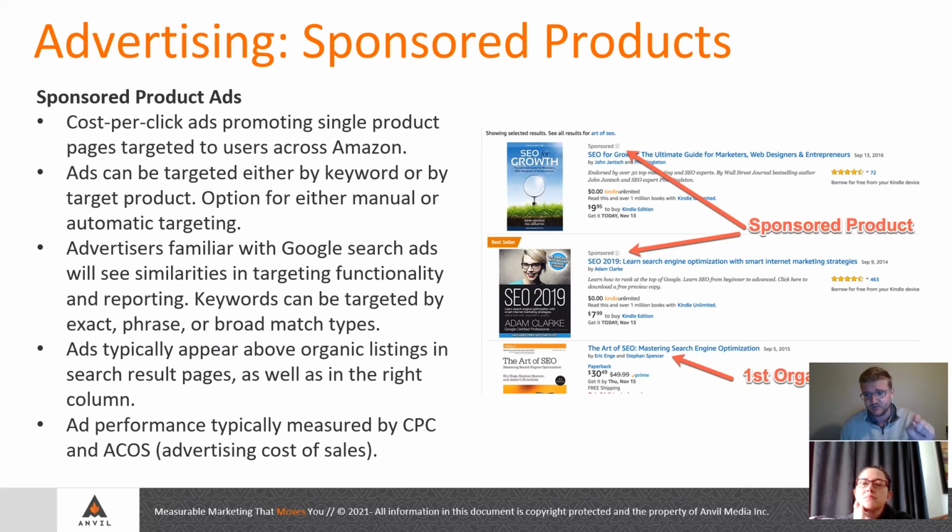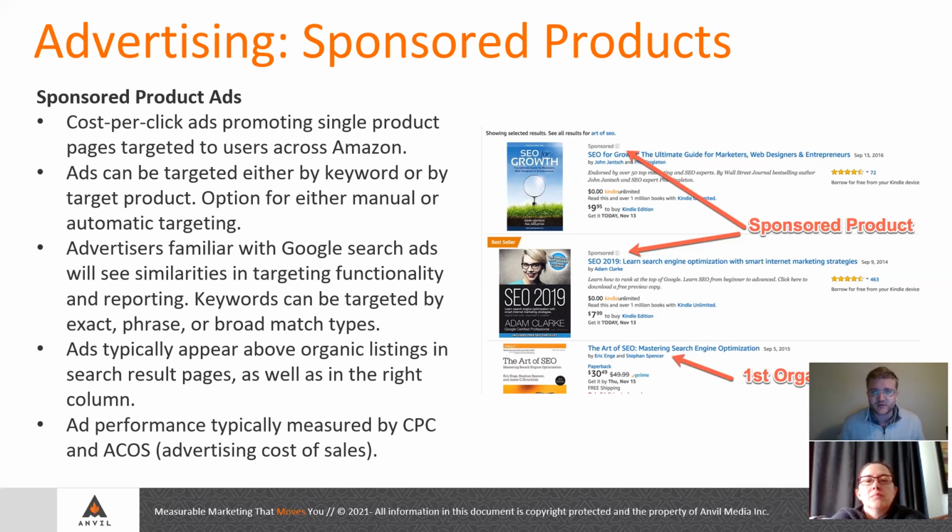These operate similarly to Google search campaigns, where you're bidding on target keywords in a specific match type, so exact, phrase, or broad match, and then measuring results based off of the specific cost per click, CPM, cost per impressions, as well as your advertising cost of sales for each keyword or product.